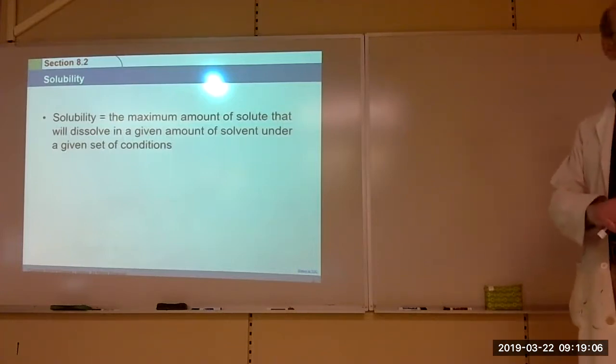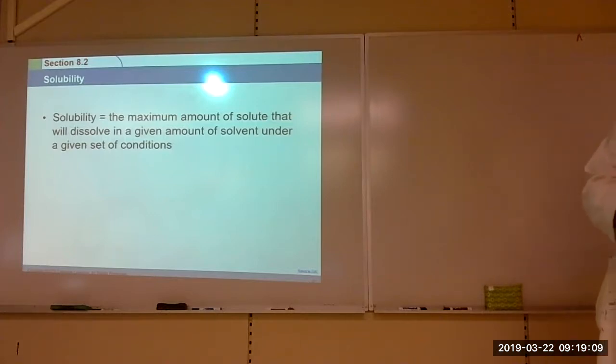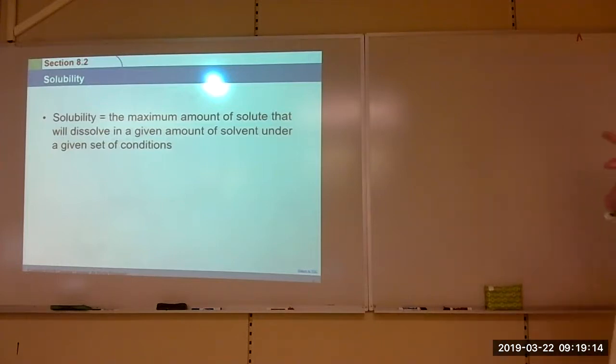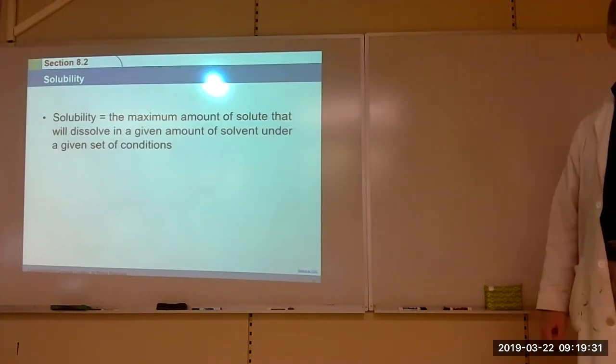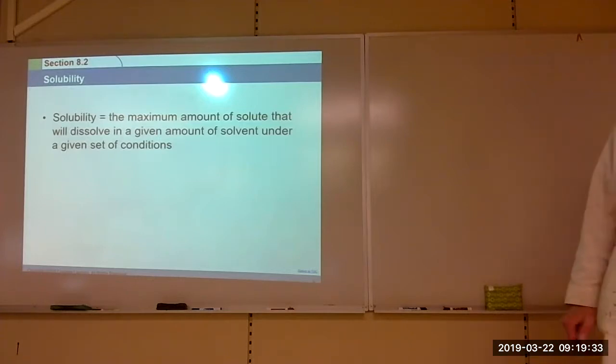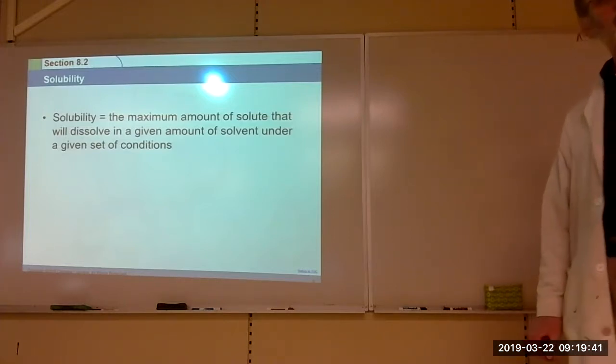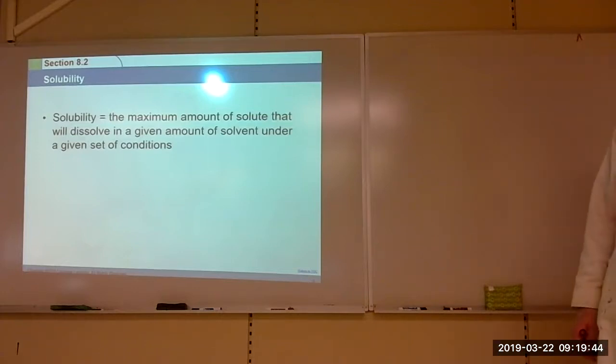You can do that with sugar in water. You can do it with salt in water. I've made saturated solutions of salt water for one of my labs. The conditions have to be constant. In other words, if it's a solid in a liquid, usually the only condition you have to deal with is temperature. And most solids, when they go into solution, will increase solubility as you increase the temperature. There are a few exceptions, but for most of them, when you increase the temperature, you can put more solute in your solvent.